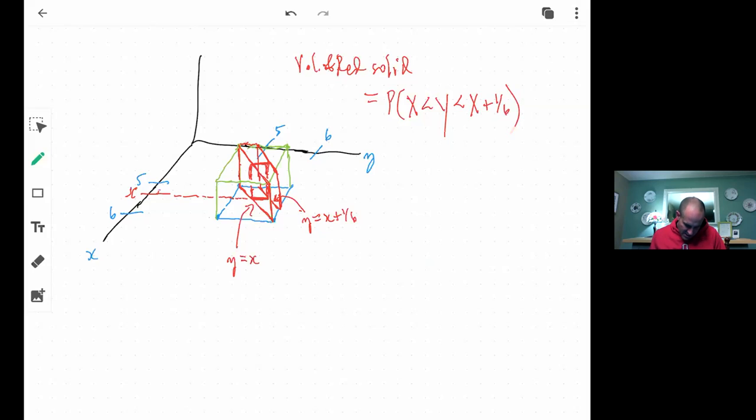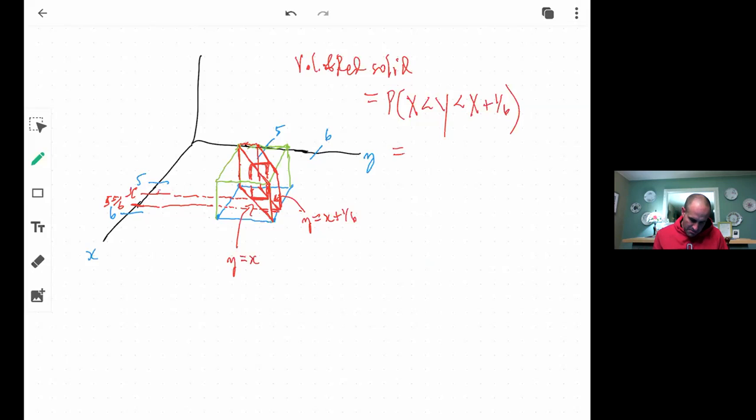But look, everything changes right here. What is the x value where that happens? It's pretty easy to figure out that that's 5 and 5/6. Beyond that, y starts going between x and just 6, because the density is 0 beyond 6. So you start having to do something slightly different at that point.